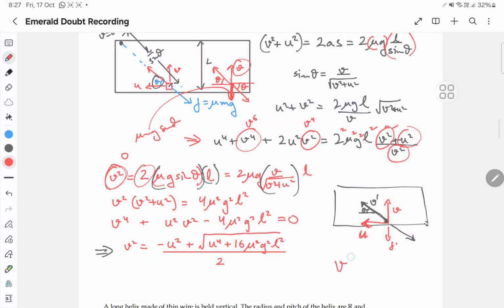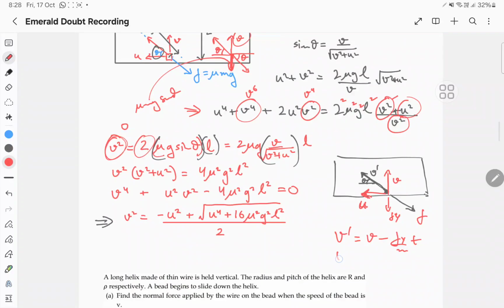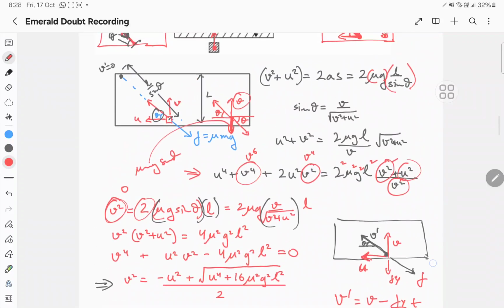Okay, so what happens to v? v becomes v dash is equal to v minus fy, may I call it. So this is your f, this is your fy, fy by mt, and u dash is u minus fx by mt. So a good thing for you to see whether they are reducing in the same proportion or not. Are they stopping at the same time or not? So all of it is right.